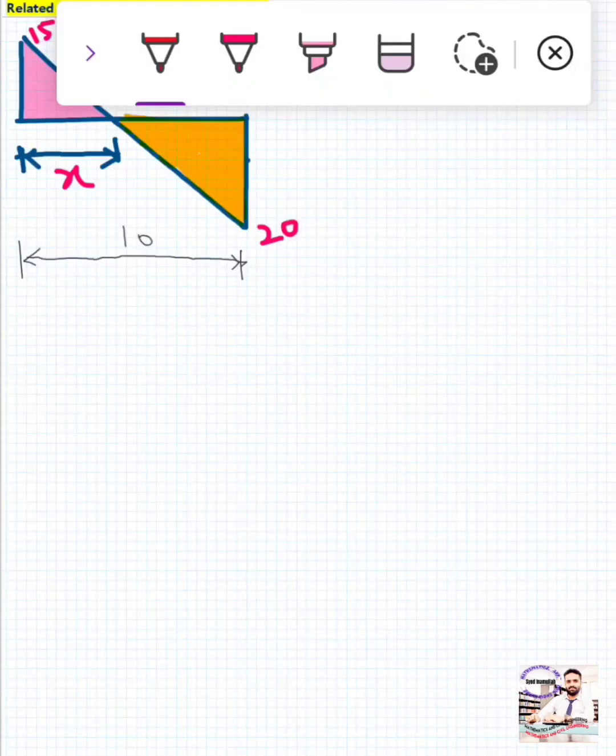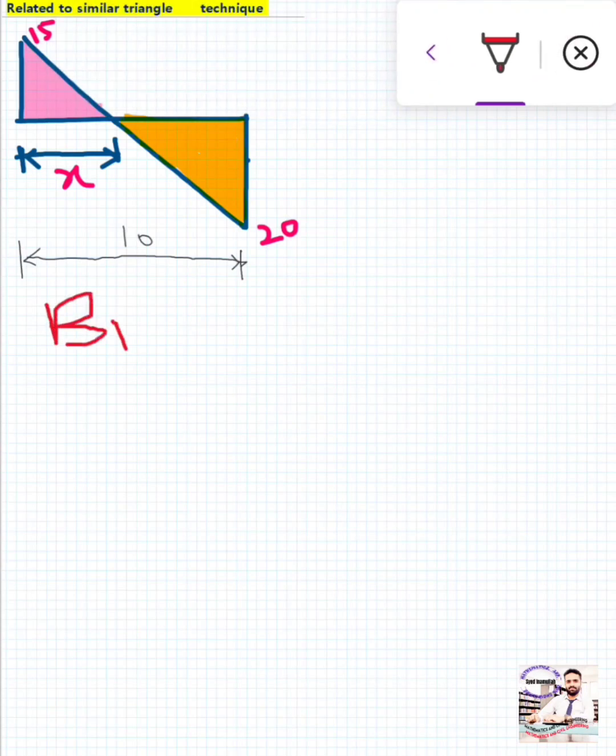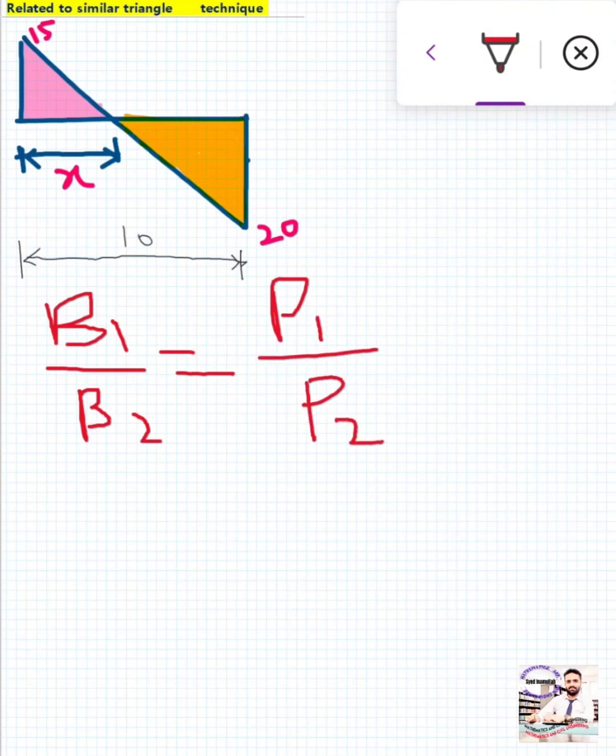By using the formula or definition of similar triangle technique, the base of the first triangle b1 divided by the base of the second triangle b2 will be equal to the perpendicular or intensity of the first triangle divided by the perpendicular of the second triangle. Here the first triangle, having intensity of 15 feet, has base length x. The triangle having intensity of 20 feet has a base length of 10 minus x, since if I subtract x from 10, it gives the base length of the second triangle.